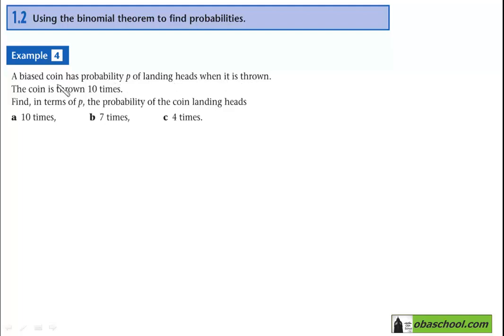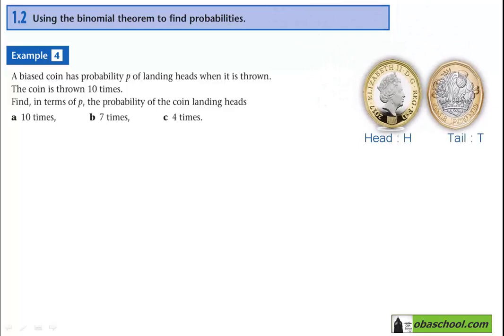We have a coin. There are two possibilities, two events that might occur, head or tail. And that's what explains the use of binomial distribution. There are two events. When we say a biased coin, it means that a coin is thrown unfairly, where you are preferring the occurrence of one event more than the other.